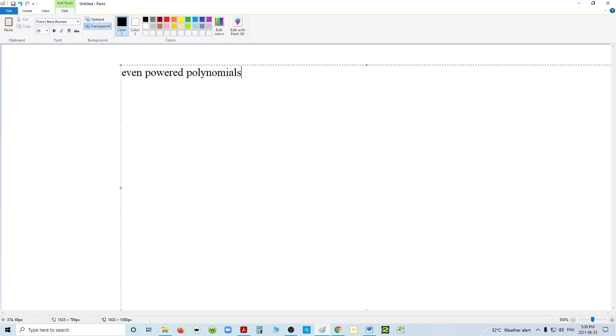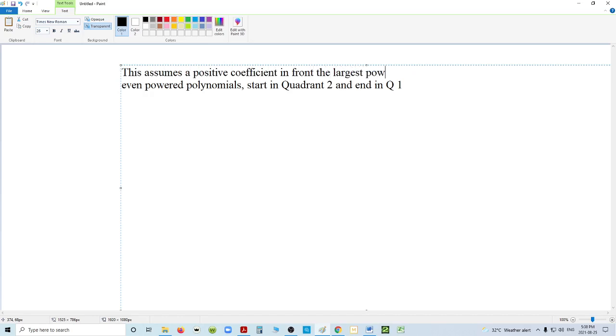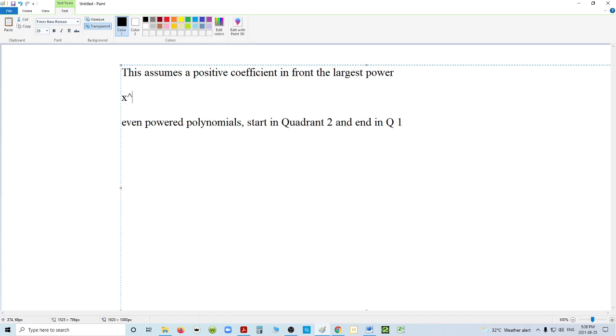that you'll have to memorize. Start in quadrant 2 and end in quadrant 1. This assumes a positive coefficient in front of the largest power. And what are some evens? Well, x to the power of 2, x to the power of 4, x to the power of 6. The even number is their power. And that would be the largest, whatever the largest term is. That's where you look. So that's the first rule. Starts in quadrant 2, ends in quadrant 1.